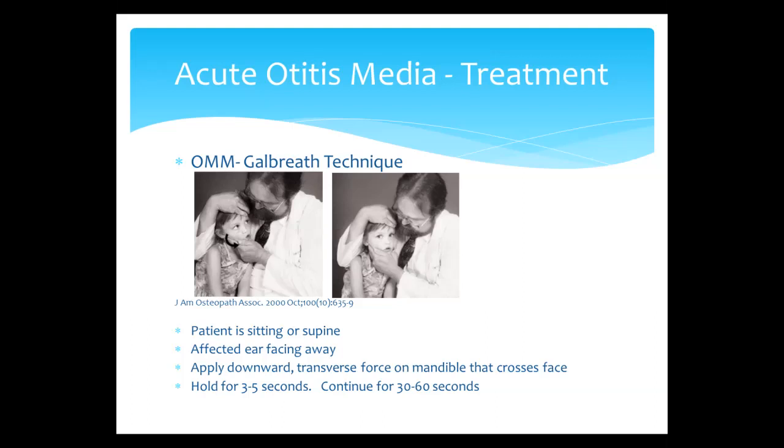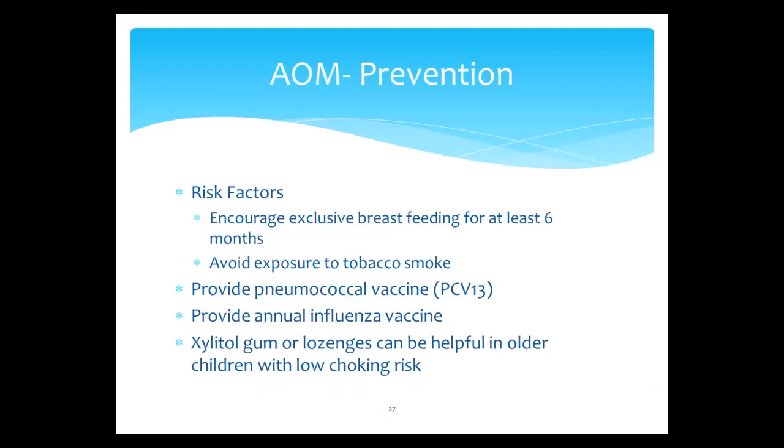It's extremely effective. Prevention, we want to encourage exclusive breastfeeding for at least 6 months and avoiding exposure to tobacco smoke. I've found that most of my treatment failures have been in homes with smokers. We want to make sure we're giving the pneumococcal and H. flu vaccine. We want to provide annual influenza vaccine. Again, you're trying to prevent the upper respiratory infections which cause the congestion.